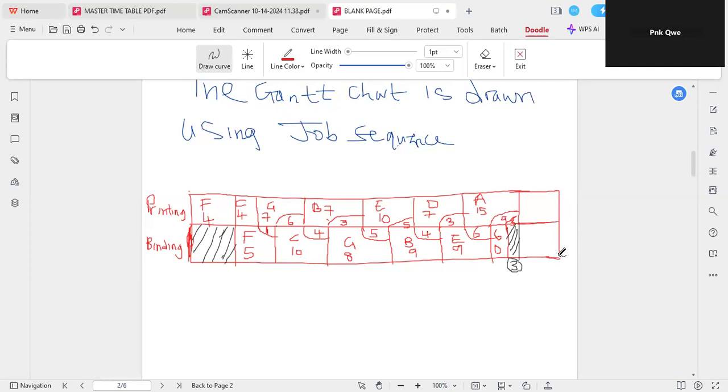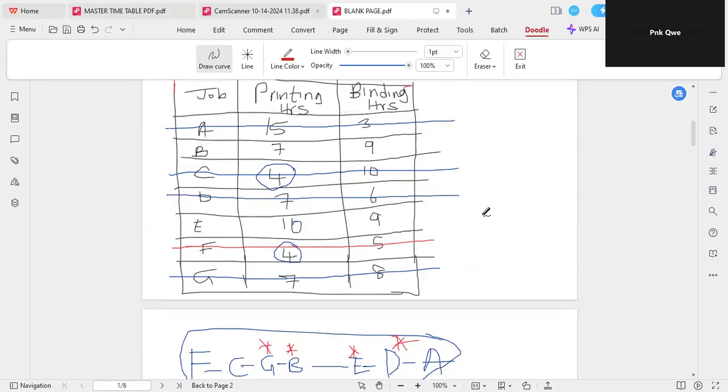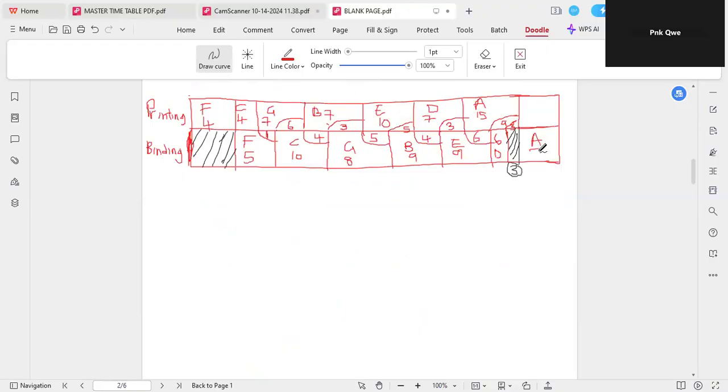Now they can start binding A. Binding A is taking how many hours? Binding A is taking 3 hours. So this is the time that these guys will be idle. They will have idle time here.